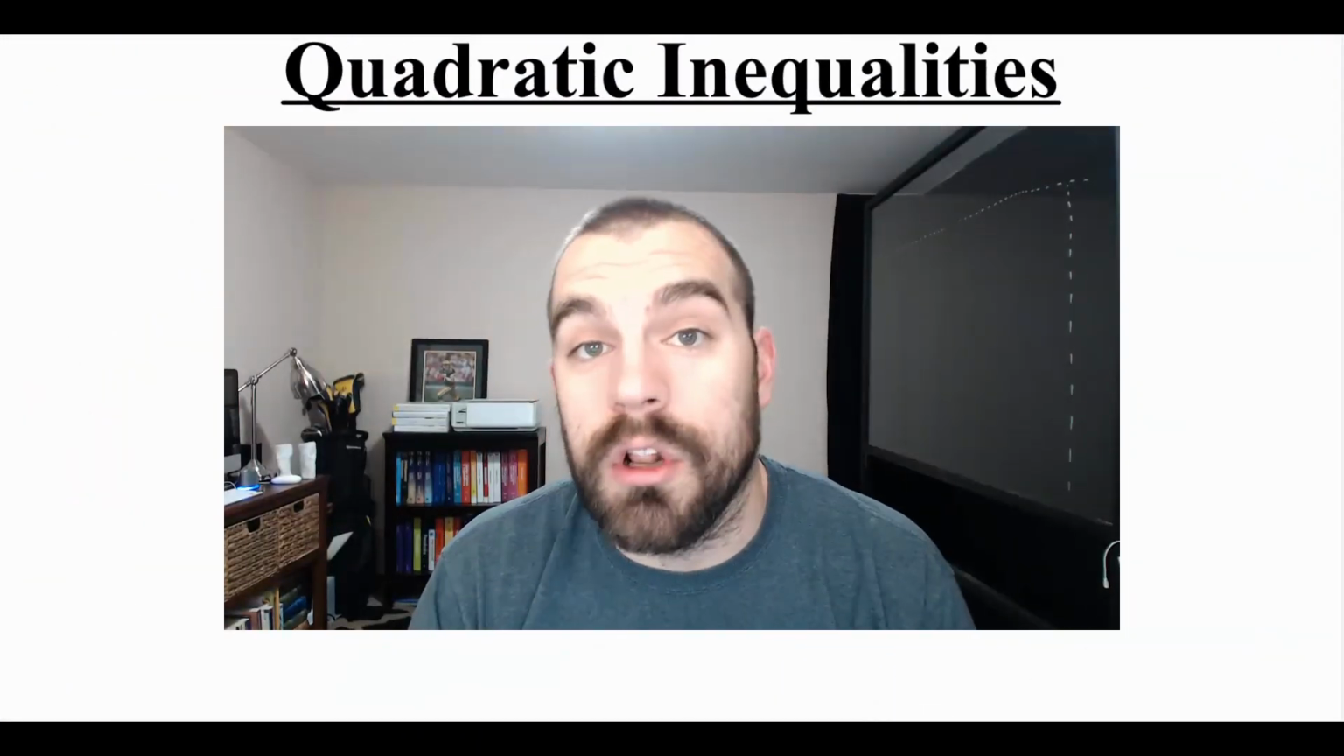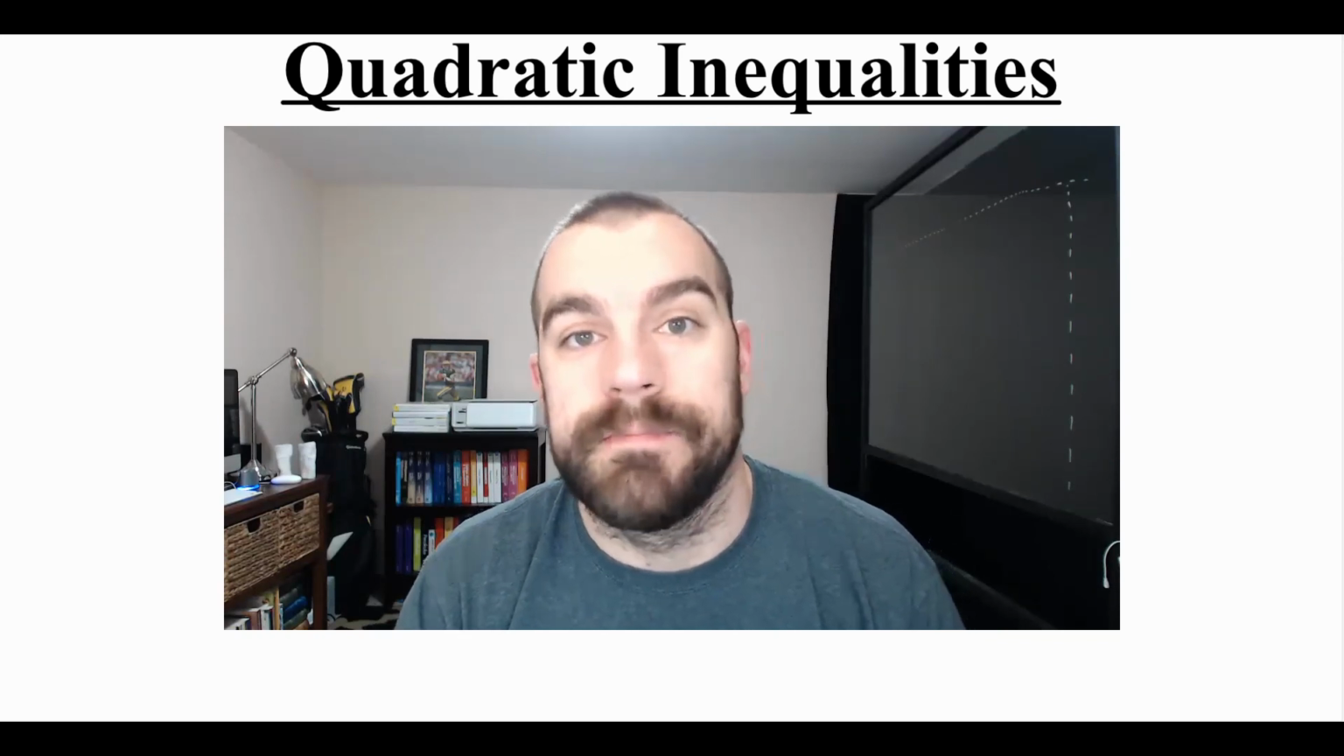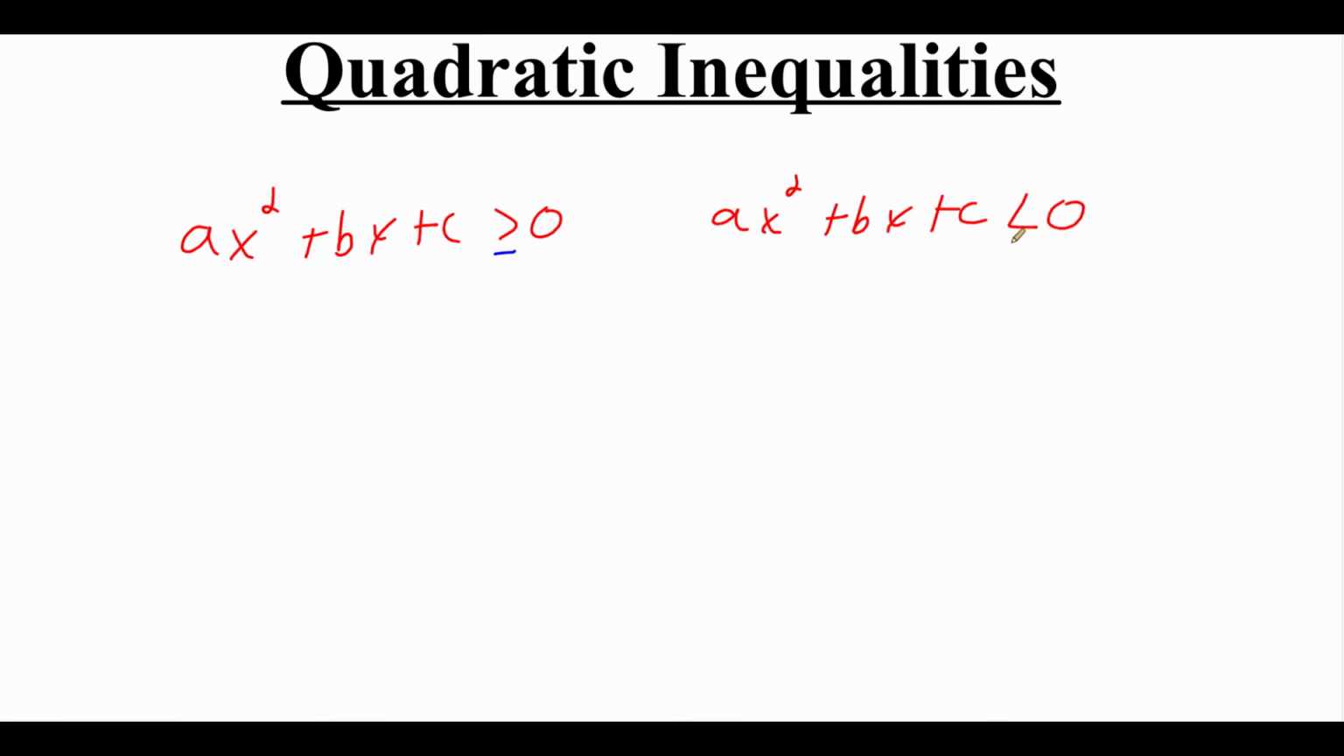In this video, we're going to look at quadratic inequalities. As we're looking at a quadratic inequality, we're going to be looking at something of the form ax squared plus bx plus c is greater than 0, or it could be ax squared plus bx plus c is less than 0, and where we have that greater than and that less than, that could also be greater than or equal to, or less than or equal to. That would work as well.